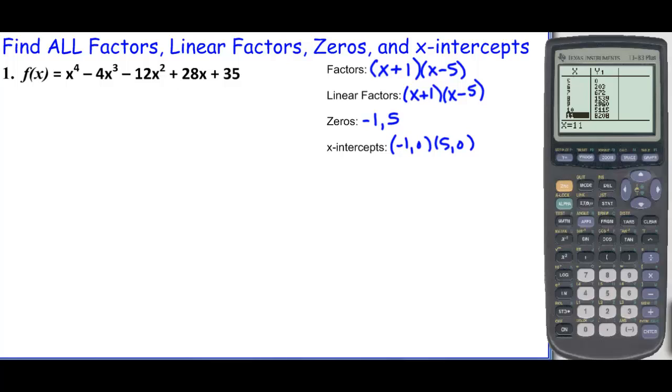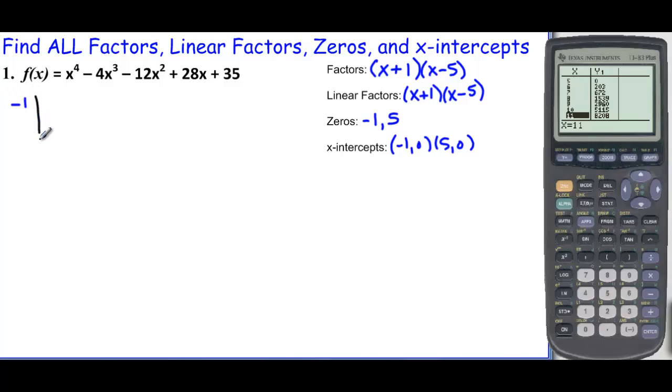So how do I find the rest? Well, that's when our division comes into play. And synthetic division tends to be a little bit easier for students, especially when we have linear factors. So what I'm going to do is some synthetic division. It does not matter which 0 you use first. I'm going to choose to use negative 1, so I'm going to put negative 1 on the outside.